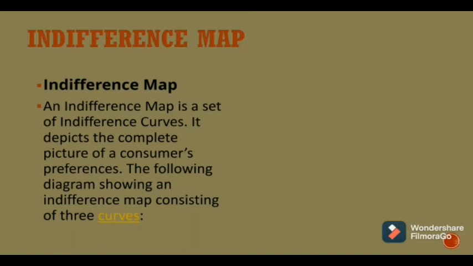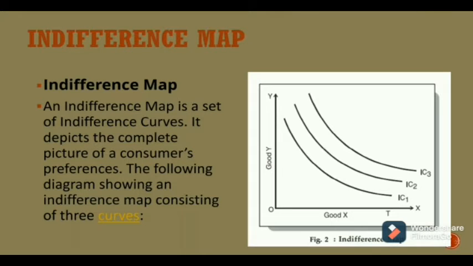Now let us also learn what is an indifference map. An indifference map is a set of indifference curves. It depicts the complete picture of a consumer's preferences, and here is the diagram for the indifference map. So here you can see that this is the diagram showing an indifference map consisting of 3 curves, that is IC1, IC2 and IC3. That means an indifference map always has more than one IC.